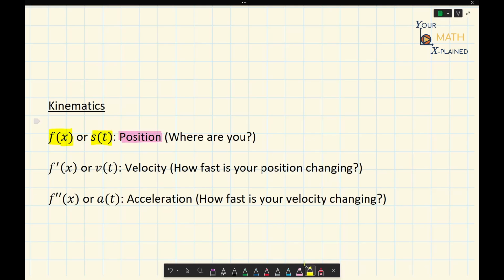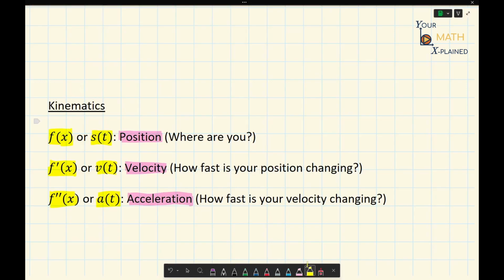Now when we take the first derivative, that's going to be f prime of x. That is equal to the velocity because it is how fast your position is changing. And in physics, we usually call that v of t to stand for velocity. And now the second derivative is going to be f double prime of x. And what that stands for is acceleration. And that's because it measures the change in velocity. And we usually write that as a of t to stand for acceleration.